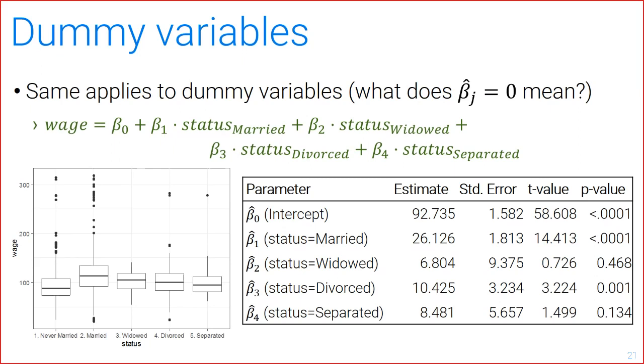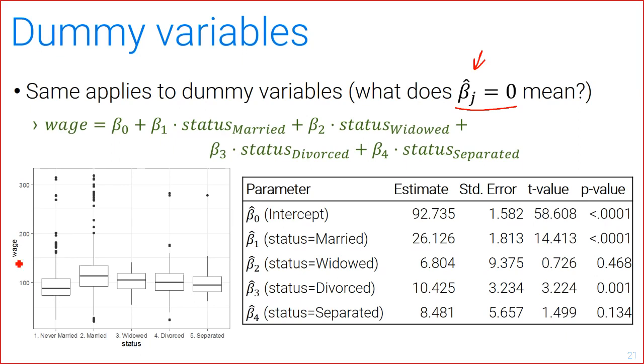And the same thing applies, exactly the same thing, to dummy variables. And think about it. So what does it mean that we have the coefficient for dummy variable equals 0? Then that would mean that that particular deviation would be 0. So that would mean that whatever group this variable j is representing, it's not statistically different from the baseline.